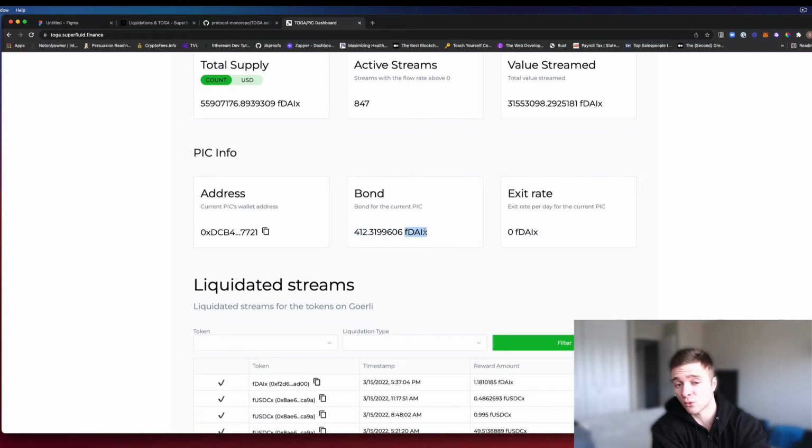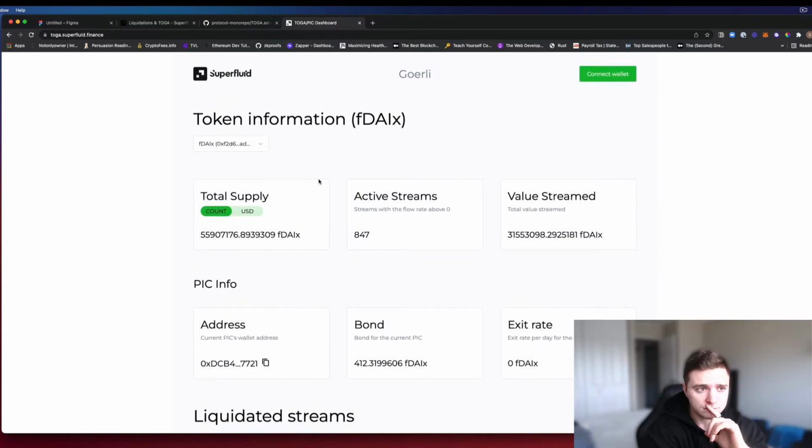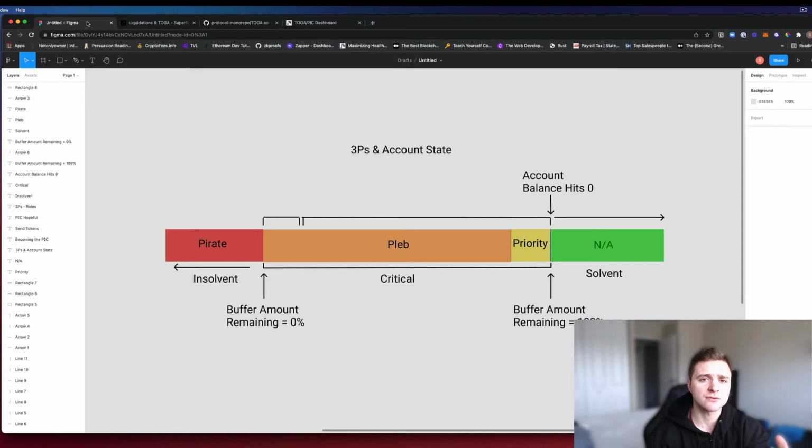So I can put up 413 FDIX right now, and I can become the patrician in charge and receive those rewards. It's open to transparent ongoing auction. Okay, so what happens if the stream is not closed in that initial period? Then what? Well, this brings us into the pleb period.